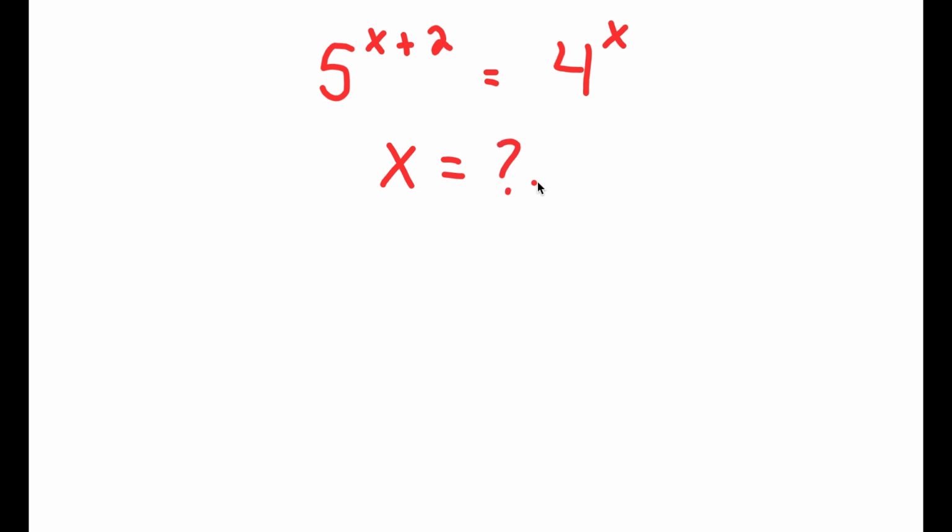Alright, so in this video, I'm going to be solving the equation 5 to the power of x plus 2 is equal to 4 to the power of x. So, my only variable in this equation is x, so that's obviously what I'm going to be solving for. And now for my actual solution.